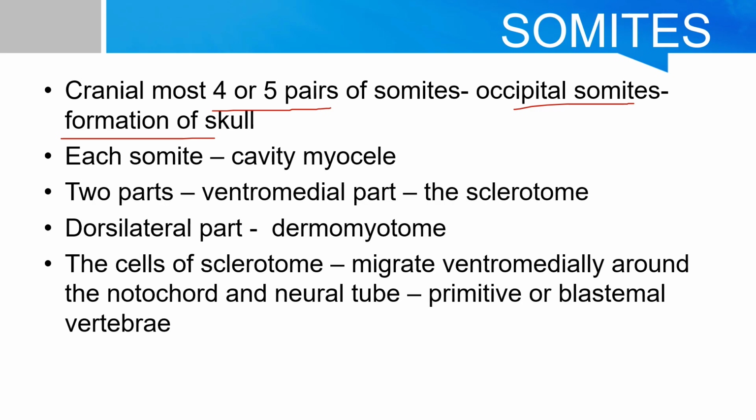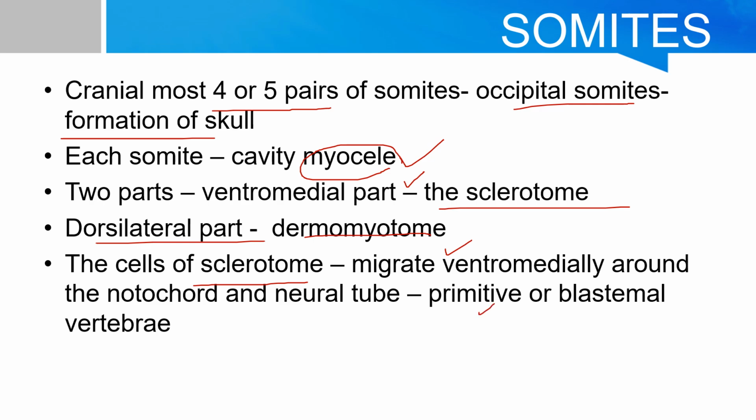Each somite develops a cavity called the myocele, so that the somite is divided into two parts: the ventromedial part, called the sclerotome, and the dorsolateral part, called the dermomyotome. What is this sclerotome? The sclerotome is the part which is going to give rise to the skeletal part. It migrates around the notochord and the neural tube to give rise to the primitive vertebrae.